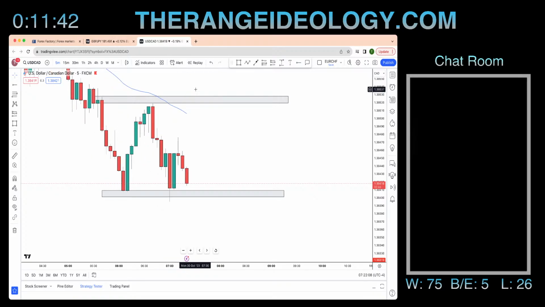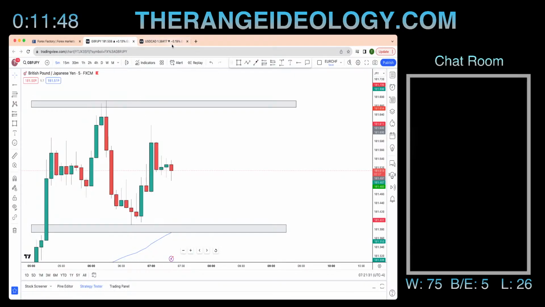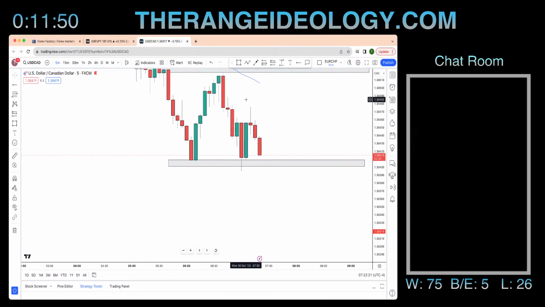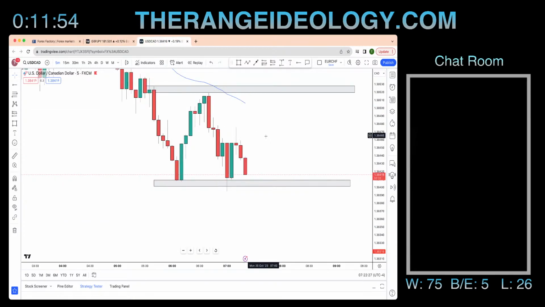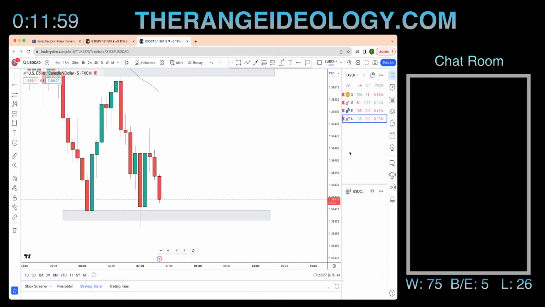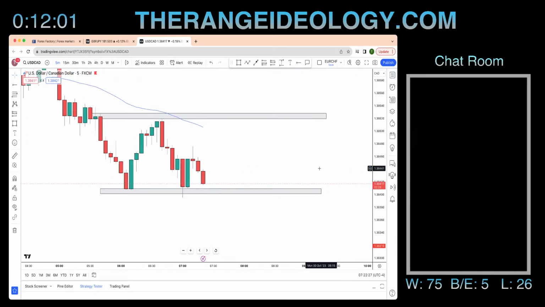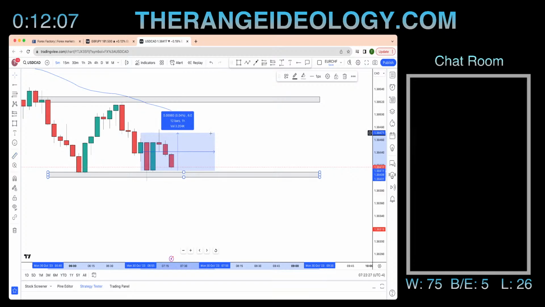So let's get right to it, guys. This is a clear cut range right here for USD CAD. I have one for GJ as well, but we're going to look at the USD CAD one because that is dropping currently to a potential buy stop here. You can see there is a smaller range in play as well. However, I believe that's not going to hold up too strong here.